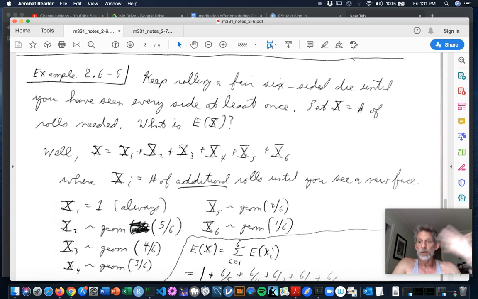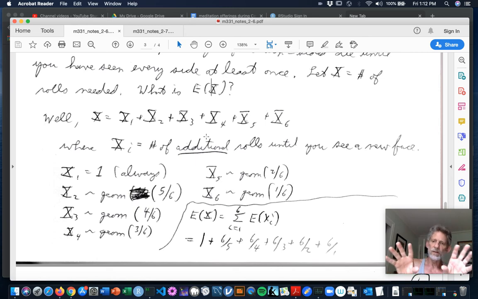The first time you roll it, you've seen a new side, like maybe you see the 4. And the next time you roll it, you're looking for something other than the 4. And now there's only 5 things that are new out of the 6 possibilities. You're still likely to see something new on the next roll, but maybe you will or you won't. I mean, you keep on going until you've seen all 6 different faces land up. And let's let X here be the number of rolls needed until this happens. What's the expected value of X?